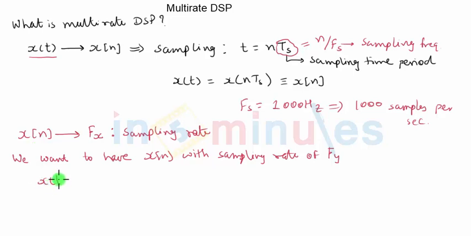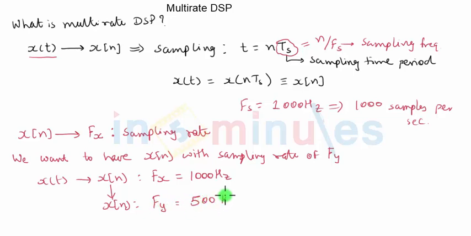Suppose if I give you x of t and if you convert it to x of n using the sampling frequency value of, let's say, 1000 hertz, but now suddenly you want the same x of n available at a new sampling rate, which is, let's say, fy equal to 500 hertz. So in that case, when I say I want x of n with 500 hertz of sampling rate, that means I want to keep only 500 samples per second, but in the original x of n I have got 1000 samples per second. So that's first problem that we are talking about.